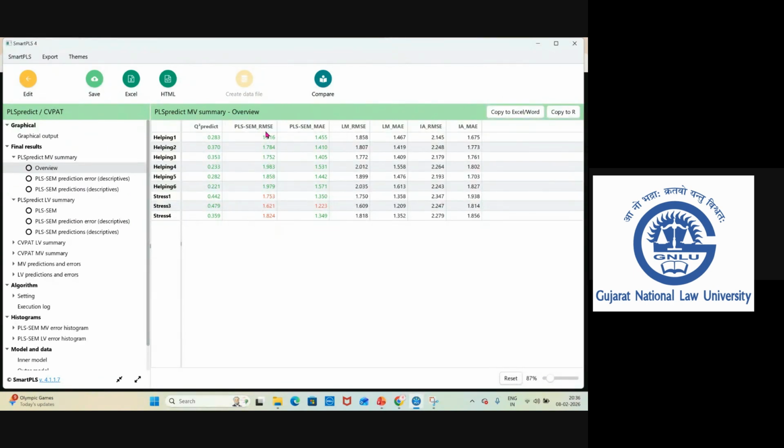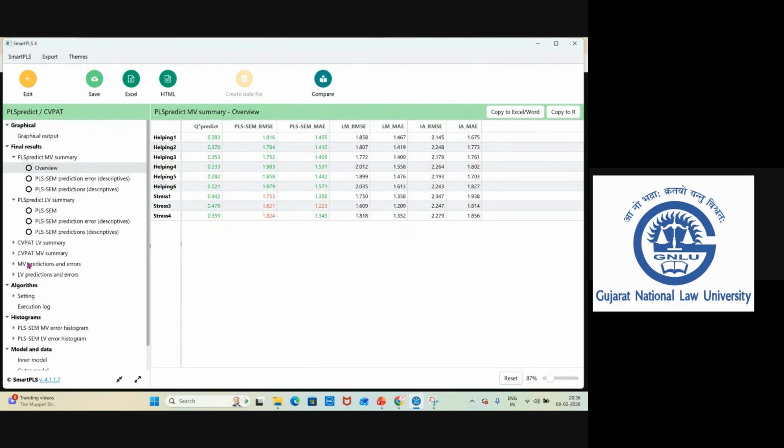Point number 2, we have PLS-SEM RMSE and we have linear method RMSE. Which one do we have to opt for? As I mentioned, if our data is distributed normally, then we'll go for PLS-SEM RMSE. In case our data is not distributed normally, we'll go for LM RMSE.